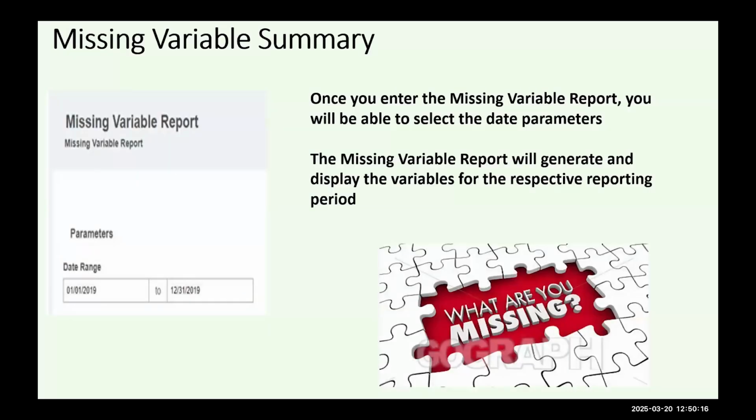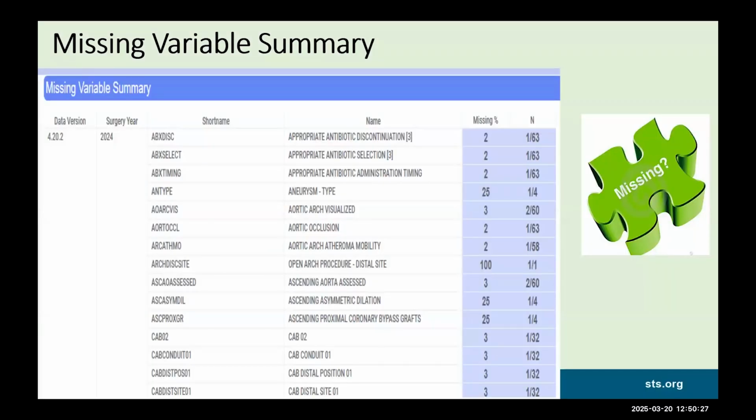When you actually go to run your missing variable summary, you can put a date range in here. And then a report is going to be generated. It's going to look a lot like this. And you can see that it's telling you the version, the surgery date, the short name, the name, the percent missing, and basically how many records. So you can easily identify.